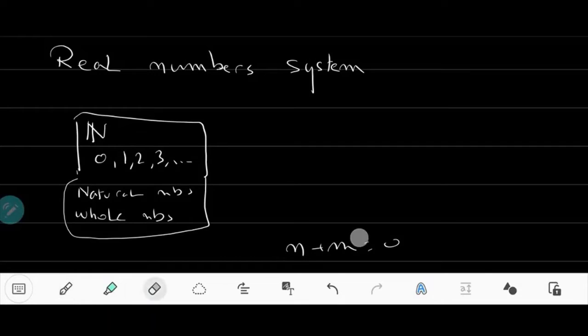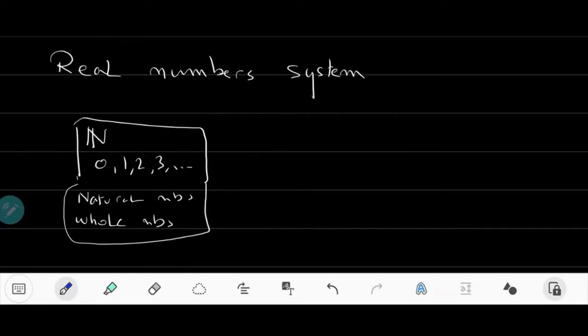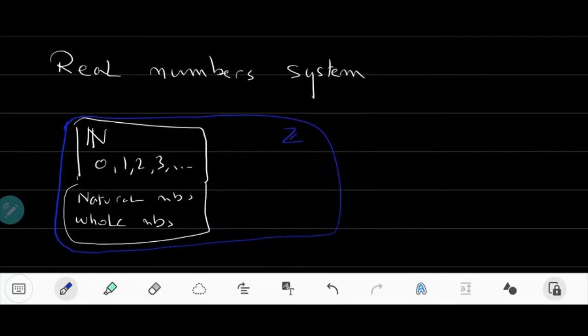That's why we need to introduce another set of numbers, which are the integers. So I will put a bigger set like this. I will call it Z. It's the set of integers, and it contains all the numbers like from -infinity, -2, -1, 0, 1, 2, etc. So these are the integers. They contain all the natural numbers, and we add to them all the opposite numbers to the natural numbers, which are the -1, -2, etc.